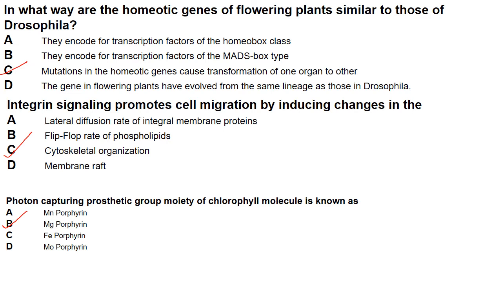Then integrin signaling promotes cell migration by inducing changes in the cytoskeletal organization. Answer is option C. Photon capturing prosthetic group moiety of chlorophyll molecule is magnesium porphyrin. Answer is option B.